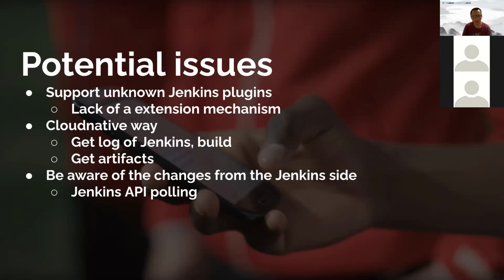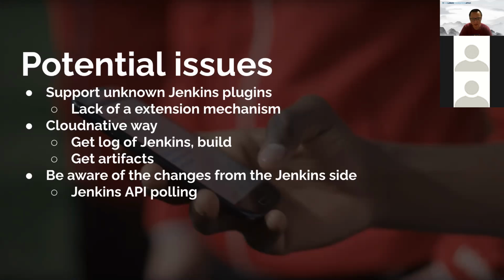The second is cloud native. We still don't have an excellent way to get the log of Jenkins build. We have some kind of API server, which is similar to a proxy. So if you call that API server, the API server will call the API of Jenkins, but we don't want that because it relies on the statefulness of Jenkins. We hope we can break that. It is similar with artifacts.